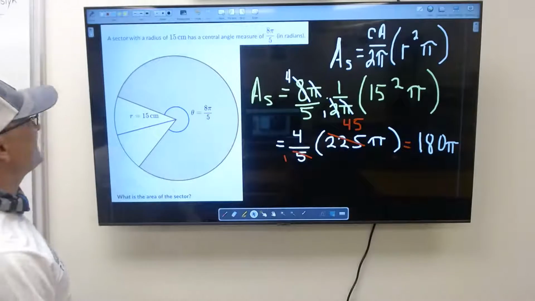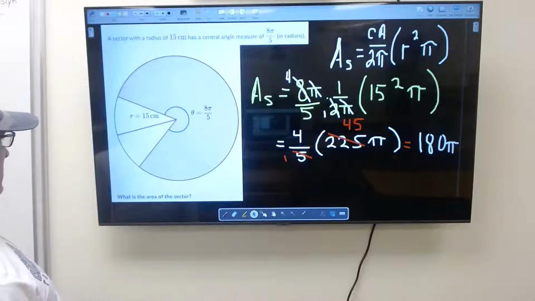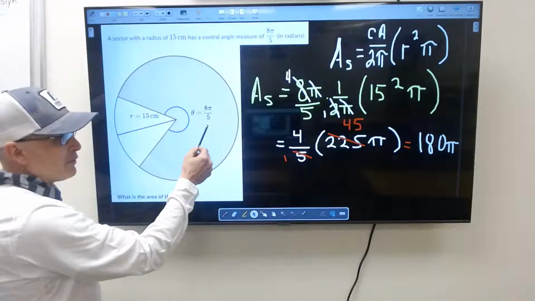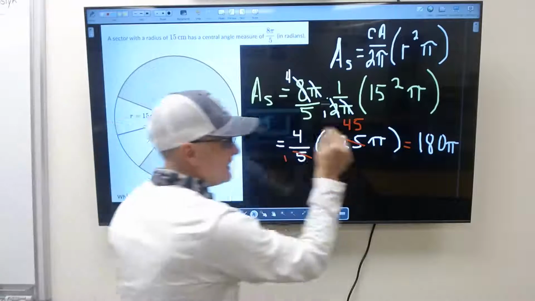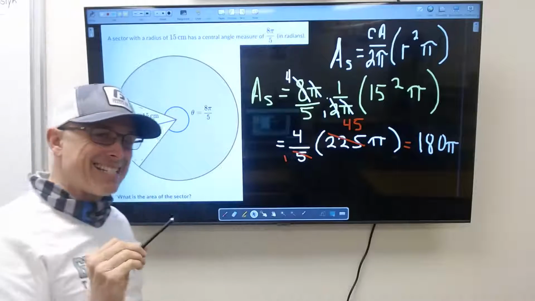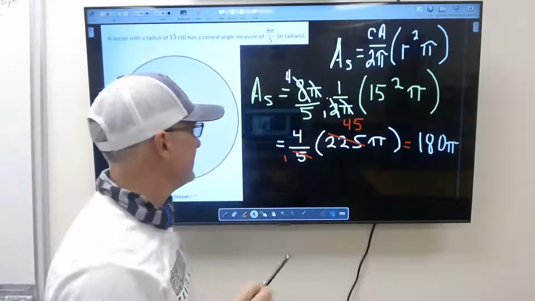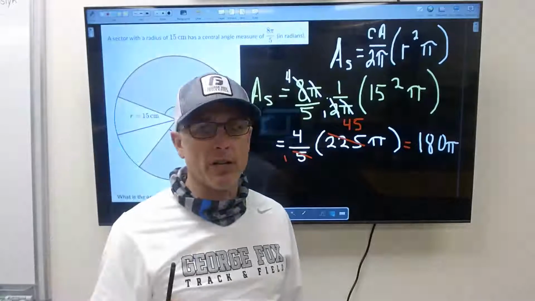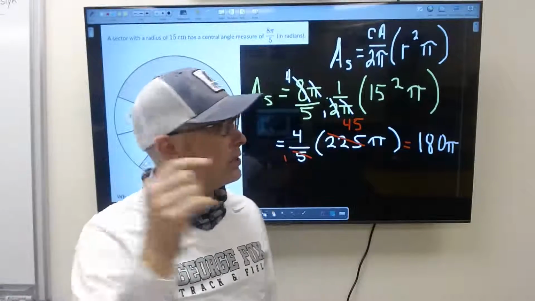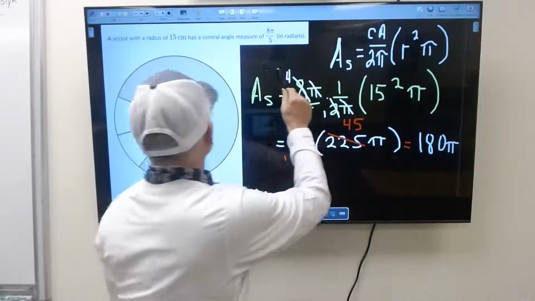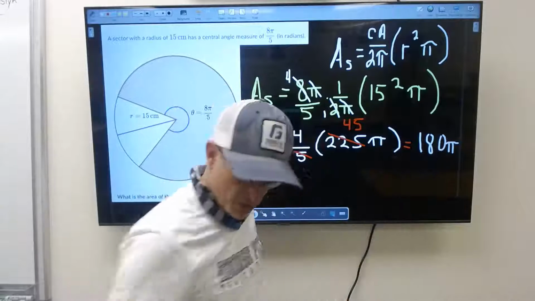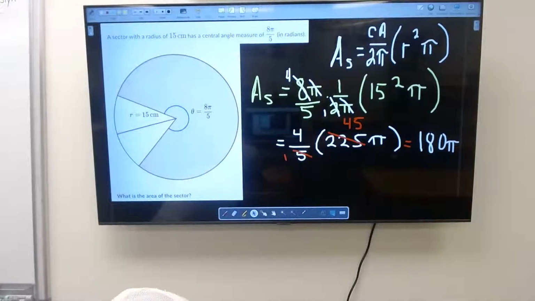So what are we looking for? What's the area of the sector? That angle measure is 8 pi over 5, but the area is 180 pi. That's the nice thing about radians, you keep everything in the same genre. We're not going from degrees to inches squared. We start with radians, and this is area, so it would be units squared.